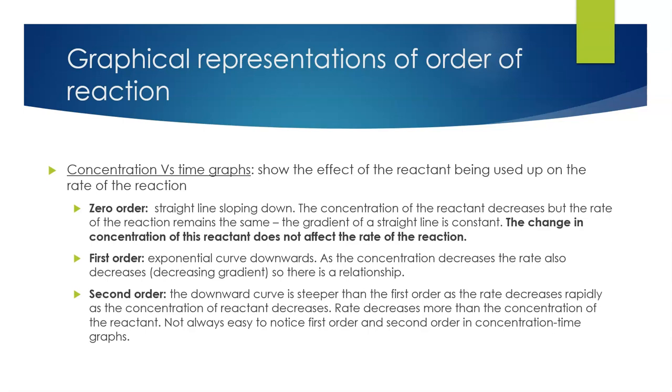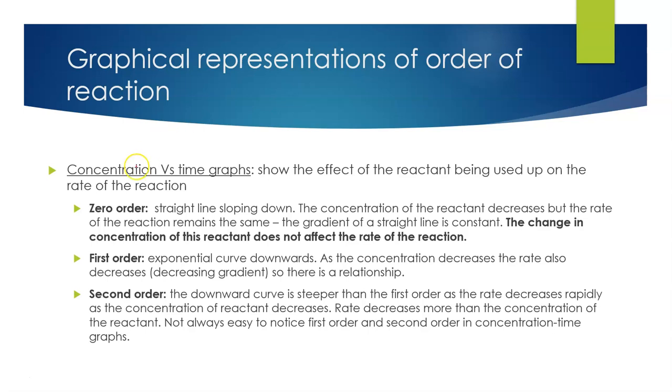So a zero order will be a straight line when we have concentration versus time. The concentration of the reactant decreases, but the rate of the reaction remains the same. The gradient is constant. So the change in concentration of this reactant doesn't affect the rate of reaction. So we have a linear relationship here. We have a negative line that stays straight because it is a direct proportionality, i.e. the rate is not changing. The gradient is constant.